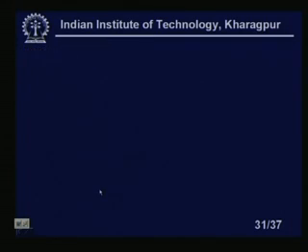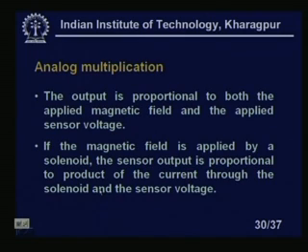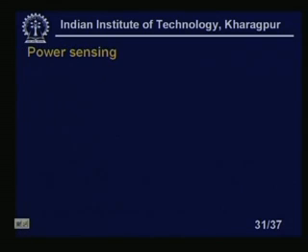Now, let us go back again. The output voltage is proportional to both the applied magnetic field and the applied sensor voltage, right. If the magnetic field is applied by a solenoid, then the sensor output is proportional to the product of the current through the solenoid and the sensor voltage, is it not? Okay. So, using that principle, I am making the analog multiplication.